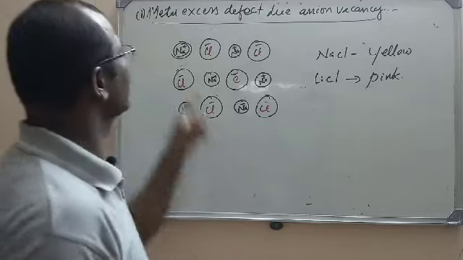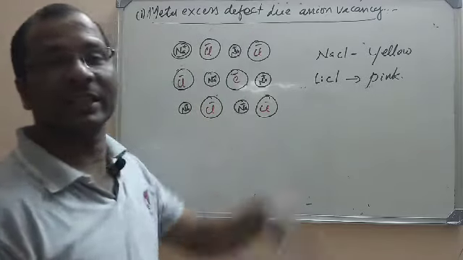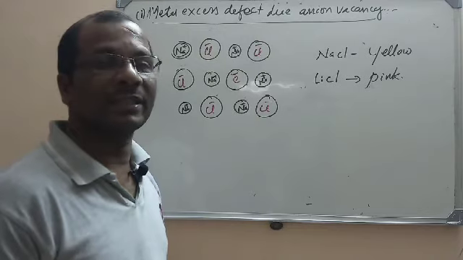Now what is the other defect? That is the metal excess defect due to an extra cation. We will discuss it in the next class.